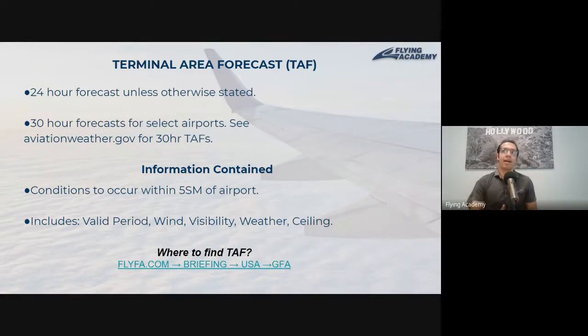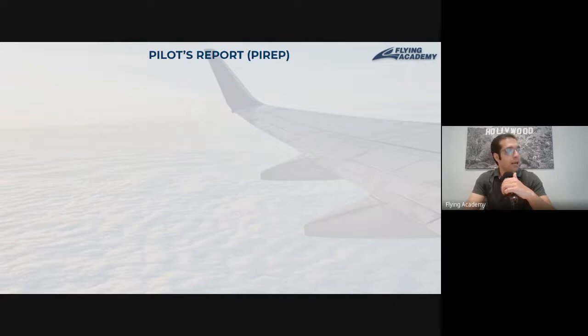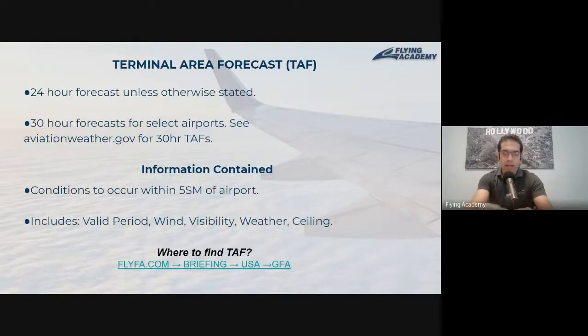Keep in mind, TAF is only valid within the same concept, 5 nautical miles or 5 statute miles from the center of the airport, between two runways, complex runways. It extends outward only 5 statute miles. It will give you the validation time, wind, visibility, weather, and ceiling. I can draw it, probably just a quick reference.